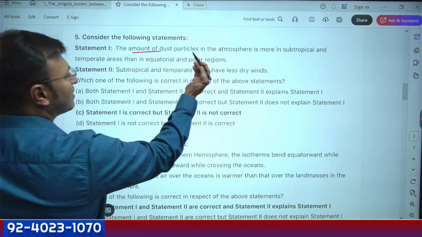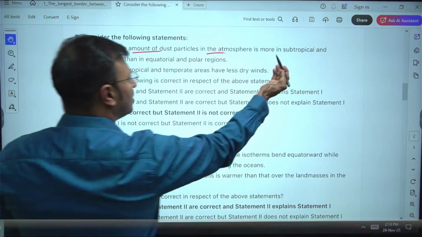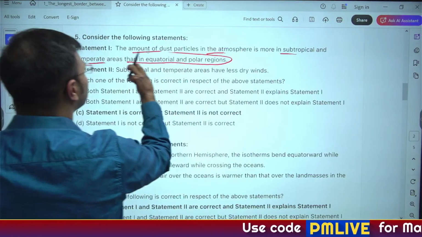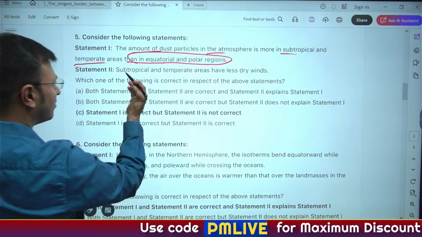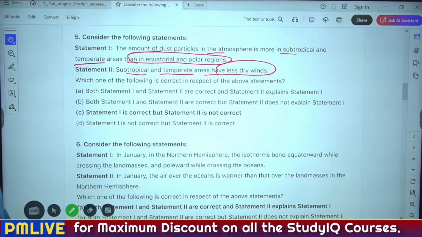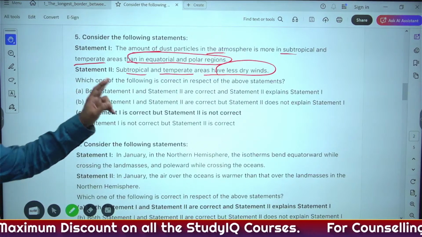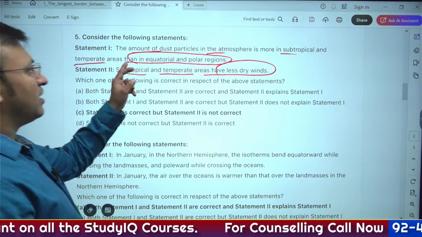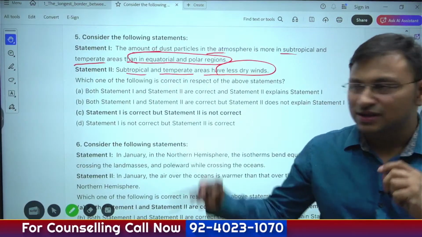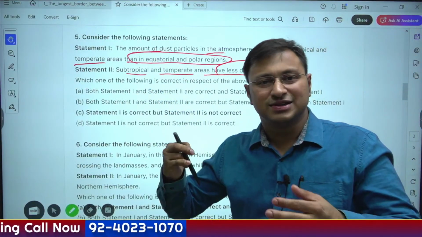The amount of dust particles in the atmosphere is more in the subtropical and temperate areas rather than in the equatorial and the polar regions. Statement number 2: subtropical and temperate areas have less dry winds. So, which of this is correct? The amount of dust particles in the tropical and the subtropical areas is more than the equatorial. Is this statement correct? The answer is yes.